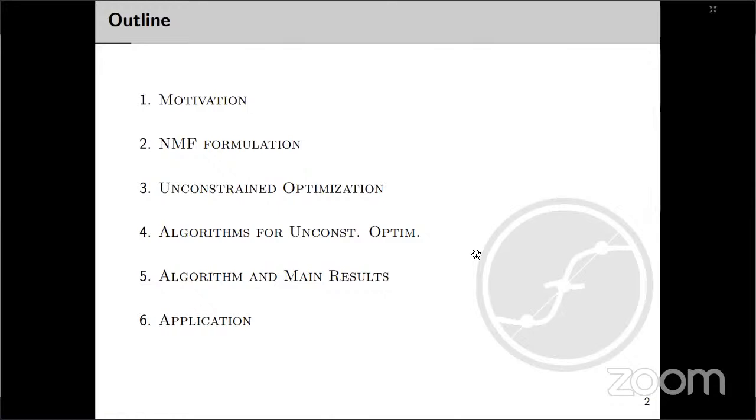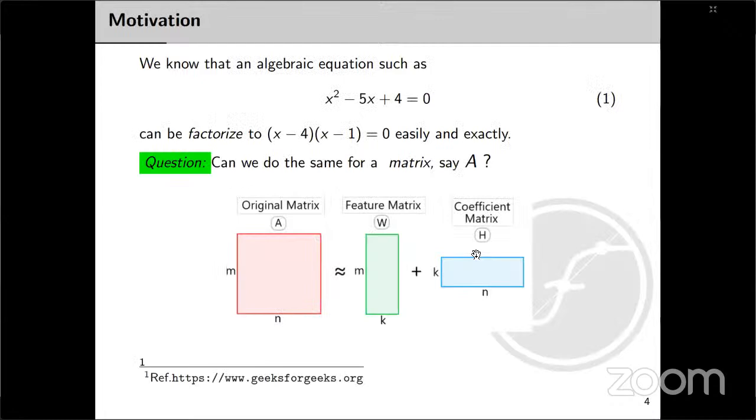Okay, now we go to the motivation. We all know that if you have an equation, you can always factorize it and maybe find the value of x. For example, x minus 1 equal to 0 is a factorization. Now, can we do the same for a matrix A of dimension m by n, whereby we are able to write it as the product of matrices W and H? This one is not a plus, it's a times. So this problem, we call it the non-negative matrix factorization.